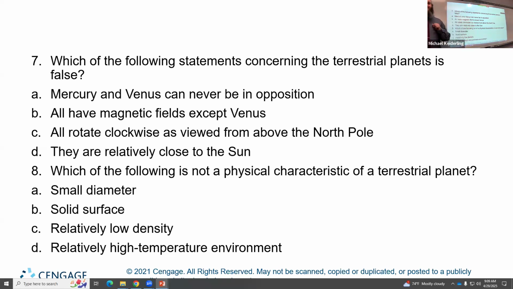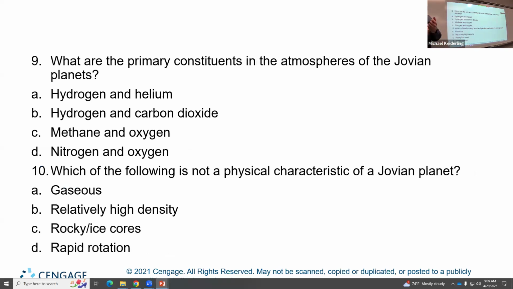Which of the following is not a physical characteristic of a terrestrial planet? Relatively low density. They're relatively high density. The primary constituents of the atmospheres of Jovian planets are hydrogen and helium. The physical characteristic that is not characteristic of a Jovian planet is relatively high density. They're gaseous, they have rocky or ice cores, and they rotate quickly.